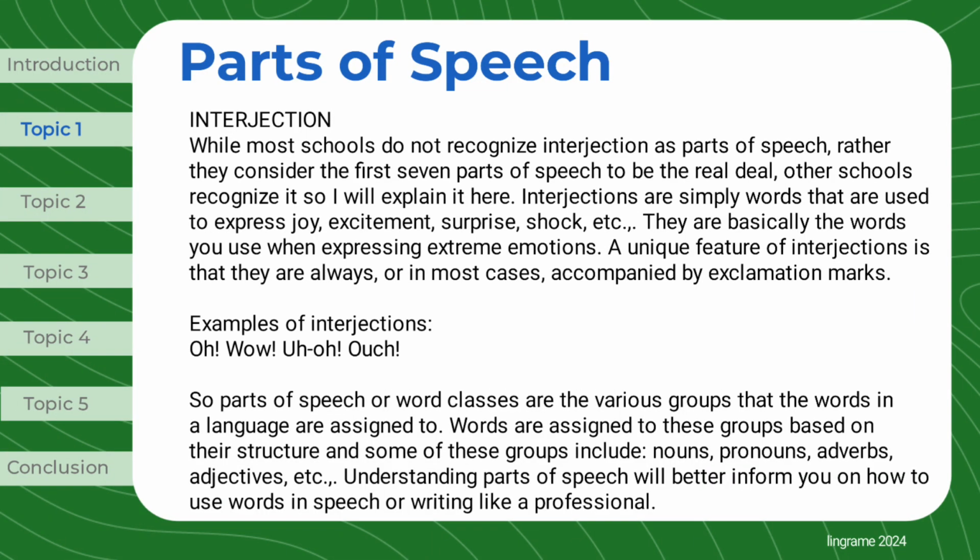Interjection. While most schools do not recognize interjection as parts of speech, rather they consider the first 7 parts of speech to be the real deal, other schools recognize it, so I will explain it here. Interjections are simply words that are used to express joy, excitement, surprise, shock, etc. They are basically the words you use when expressing extreme emotions. A unique feature of interjections is that they are always, or in most cases, accompanied by exclamation marks. Examples of interjections: oh, wow, uh-oh, ouch.